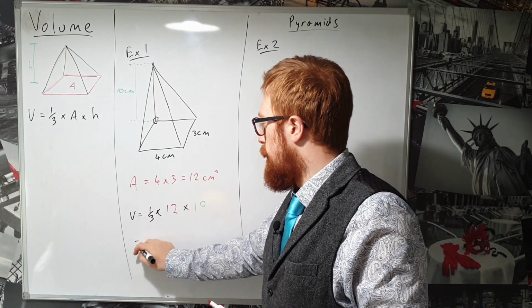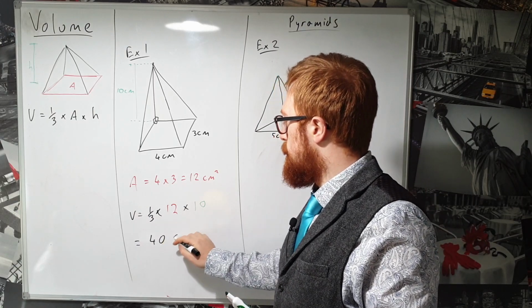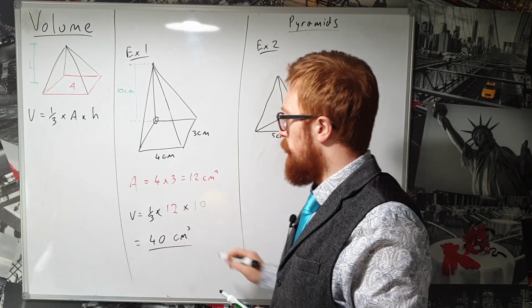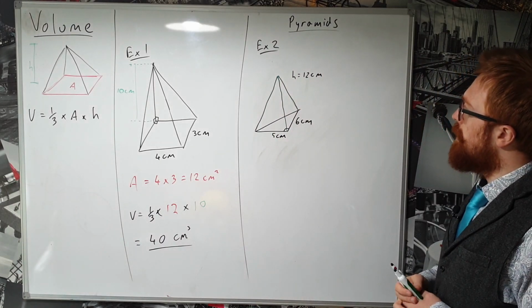So let's work that out. Well, 1/3 of 12 is 4, and then times by 10 is 40, and our units of volume are centimetres cubed. Okay, so on to our next example here.